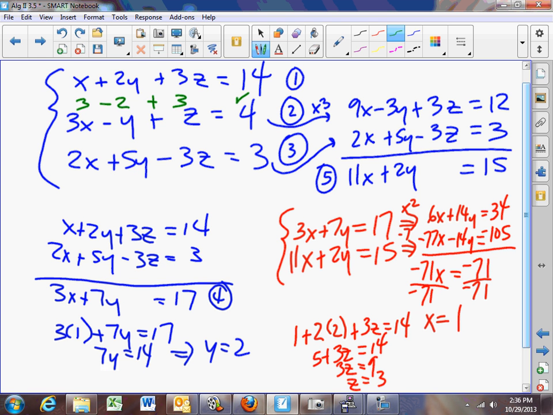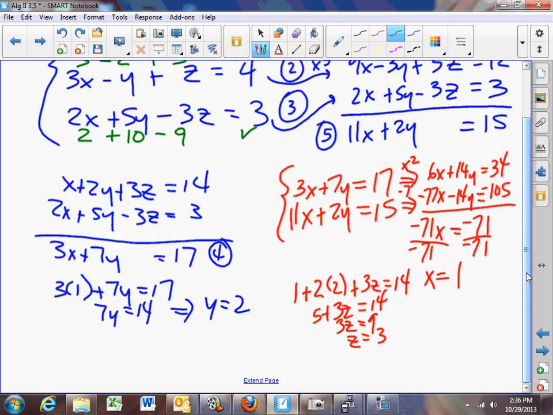That one checks. Now, 2 times 1 is 2, 5 times 2 is 10, 3 times 3 is negative 9. We get 2 plus 10 is 12, minus 9, that's 3. That one checks as well. So we have checked this system now, and we can now report that our solution is the ordered triple 1, 2, 3.